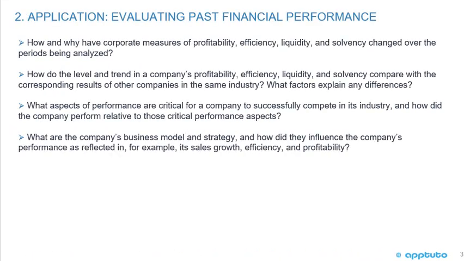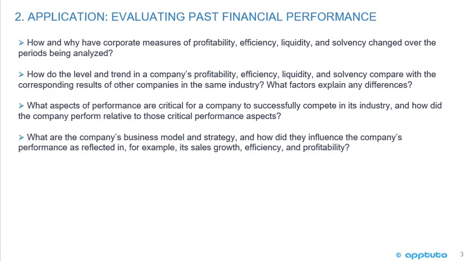Application: evaluating past financial performance. Some of the questions that we look at are: 1. How and why have corporate measures of profitability, efficiency, liquidity, and solvency changed over the periods being analyzed? 2. How do the level and trend in a company's profitability, efficiency, liquidity, and solvency compare with the corresponding results of other companies in the same industry? What factors explain any differences?